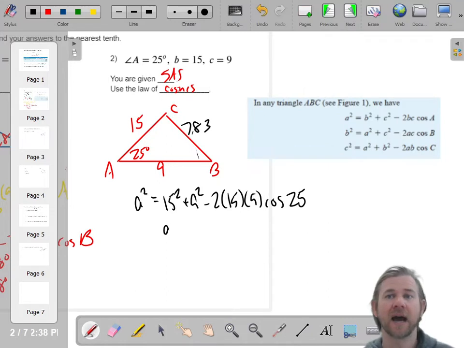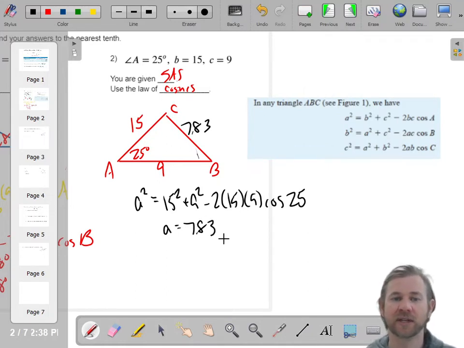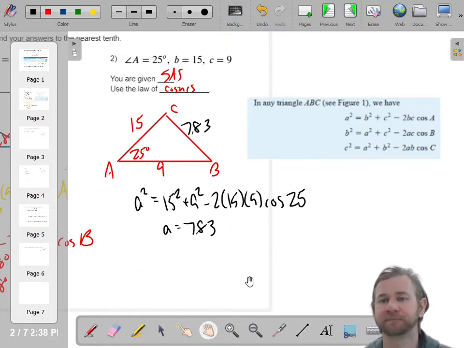But again, I'm not going to round that 7.83 when I do any of my calculations. I'm only going to round at the very end when I write down the number. So in my calculator, I'm keeping all those decimals. But for now, I'll just say a is 7.83.